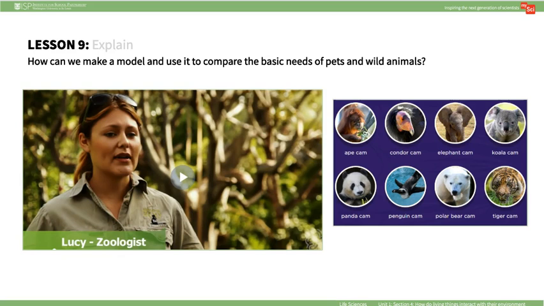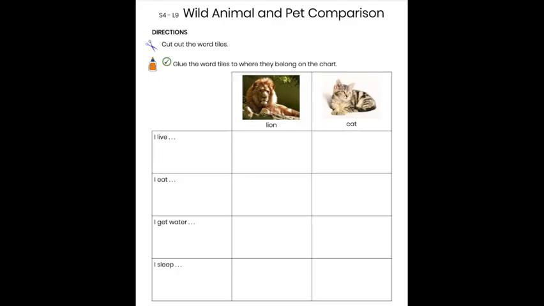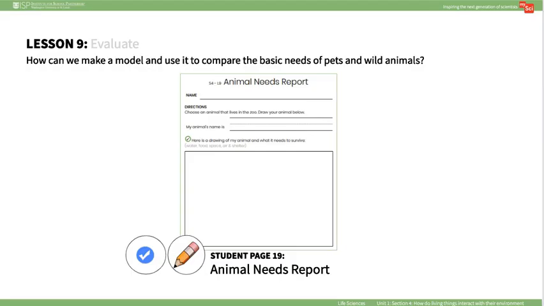met in the zoo. In the Elaborate portion of the lesson, use the wild animal and pet comparison sheet found in the student journal and these tiles found in the teacher pages to compare and contrast a lion and a cat. In the Evaluate portion of the lesson, students will create an animal needs report as a model comparing the basic needs of pets and wild animals.